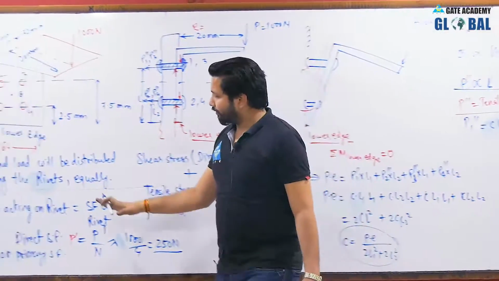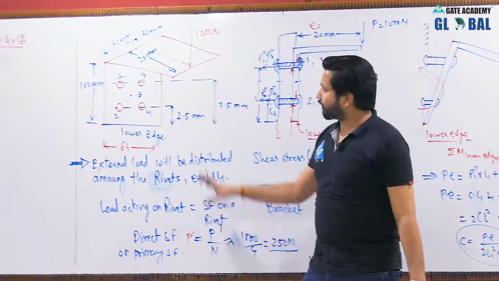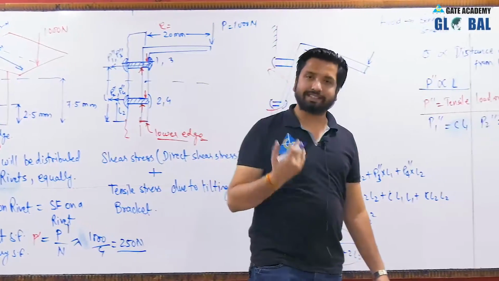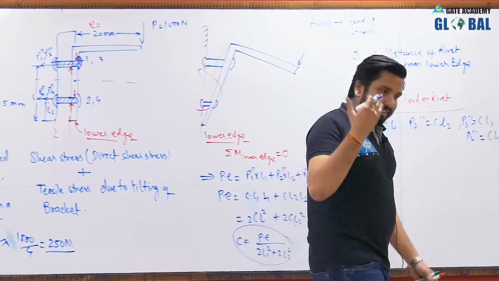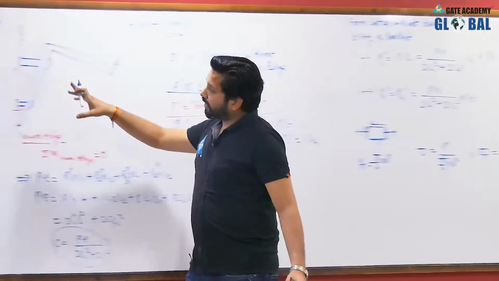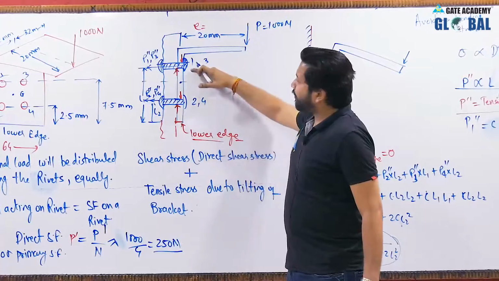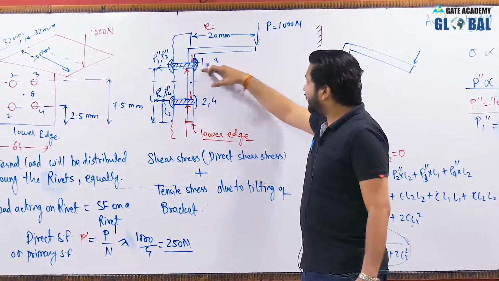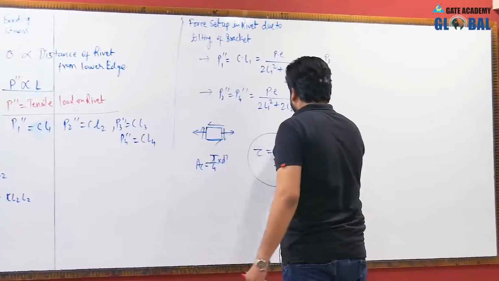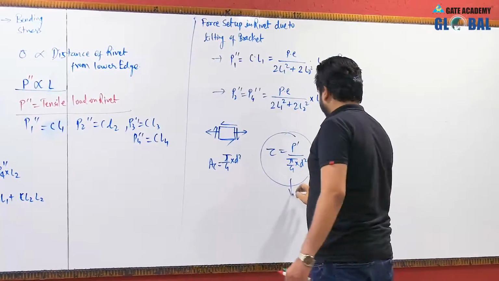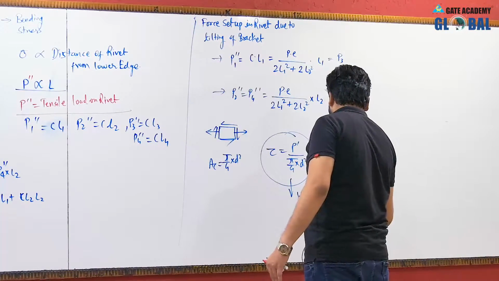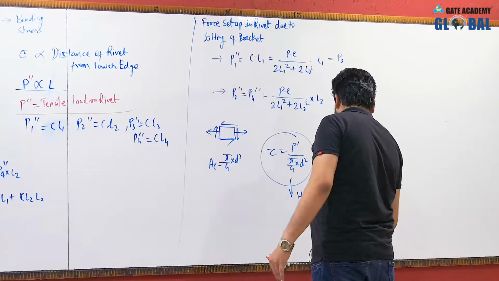Why? Because the primary shear force, or the direct shear force, in each of the rivets is the same, hence the shear stress in each rivet will be the same. But the tensile forces on the rivets are different. The row of rivets which is far from the lower edge will have a higher value of tensile force, hence they will be subjected to higher tensile stresses. So here we will be using the higher value of the stresses.